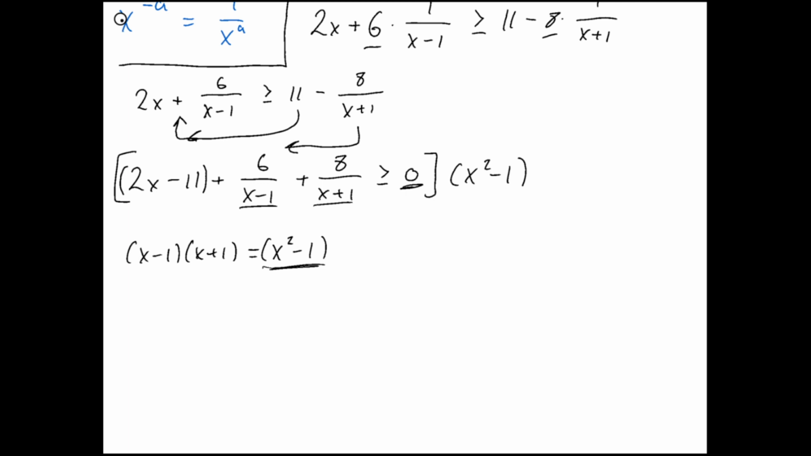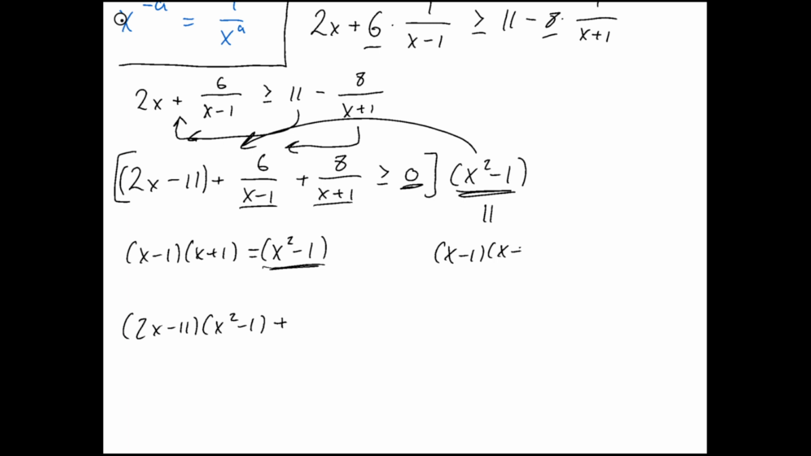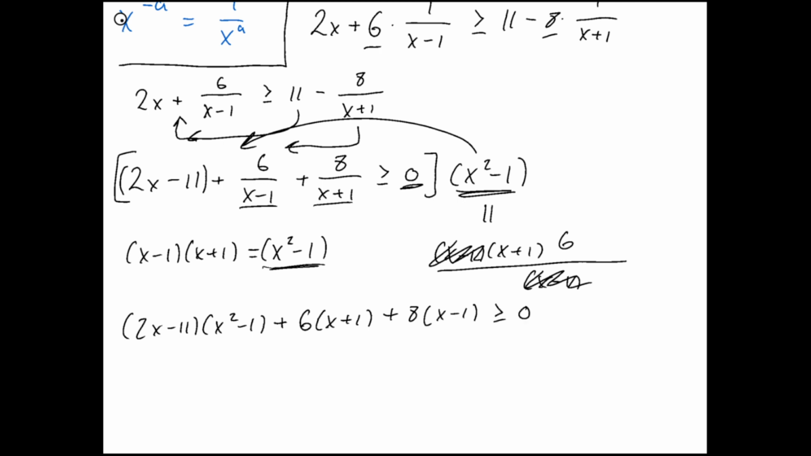And so if I go ahead and distribute this term to everything, I'll get 2x minus 11 times x squared minus 1 plus, and then keep in mind that this term, this x squared minus 1, is the same thing as x minus 1 times x plus 1. And so when I multiply this by something like 6 over x minus 1, this term will cancel with this term, and we're just left with 6 times x plus 1. So this is 6 times x plus 1, and the other term is going to cancel, so I have 8 times x minus 1. And then again, that 0 is not affected.